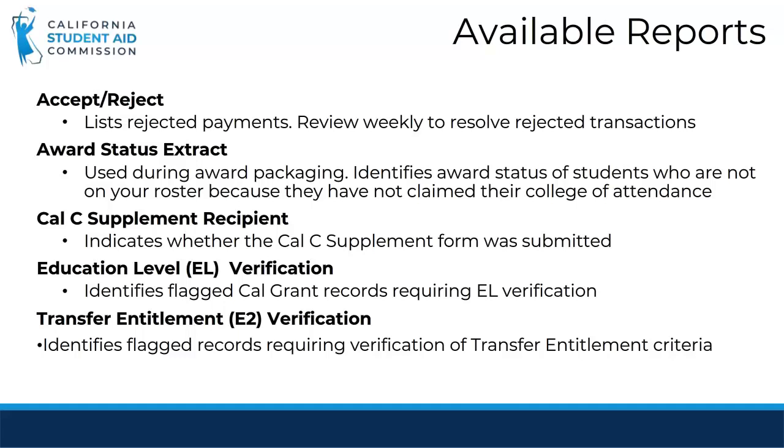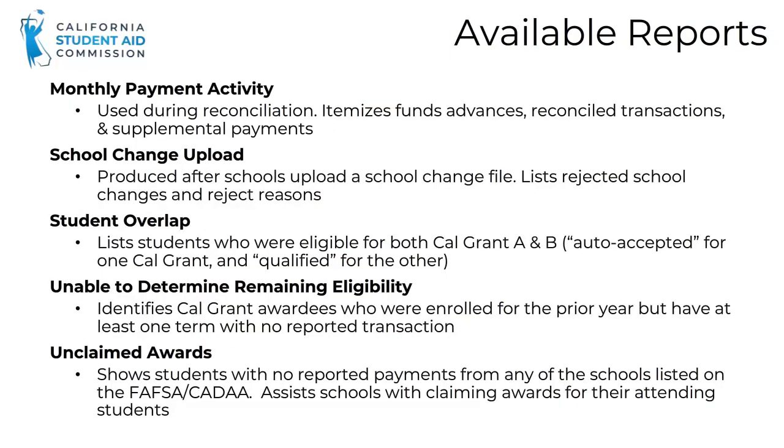Similarly, the Education Level Verification Accept/Reject report informs schools which of the EL verifications submitted by the campus through the EL verification template batch upload process passed or failed. We will look at some of these templates in the Tool section of this webinar. Here are some additional reports, but please note that this list is not comprehensive. There are other reports available, but this training will just focus on some of the more commonly used reports.